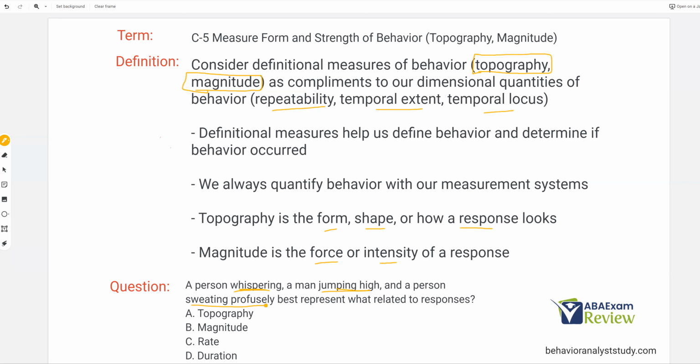So what are we talking about here? We're talking about magnitude, right? Magnitude is the force or intensity that something is occurring. And so when we talk about whispering and jumping high and profusely, what we're talking about is magnitude. We don't have any rate or duration because there's no quantities here. And it's not topography because whispering isn't a topography. We still don't know what it looks like. Jumping high, well, maybe we know what jumping is, but that's not really much of a topography at all because jumping can mean different things to different people. So what we have here is magnitude.